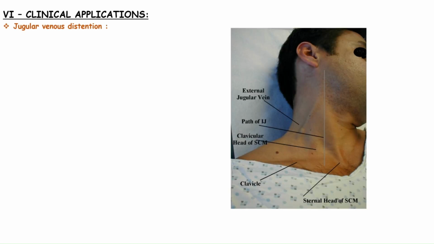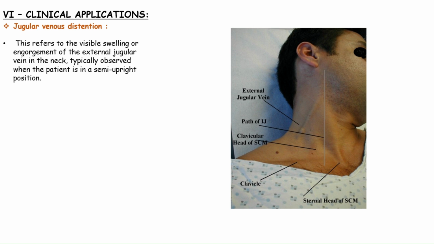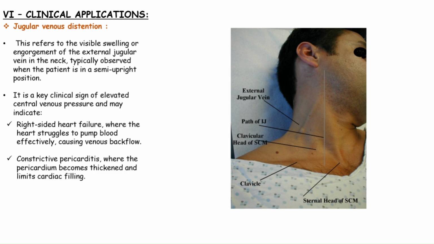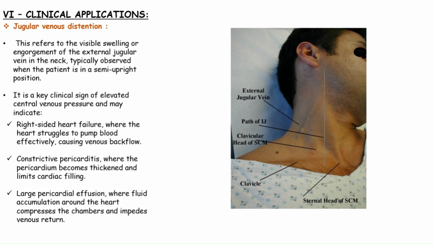Let's explore some clinical notes and applications, starting with the jugular venous distension. This refers to the visible swelling or engorgement of the external jugular vein in the neck, typically observed when the patient is in a semi-upright position. It is a key clinical sign of elevated central venous pressure and may indicate right-sided heart failure, where the heart struggles to pump blood effectively, causing venous backflow. Constrictive pericarditis, where the pericardium becomes thickened and limits cardiac filling. And large pericardial effusion, where fluid accumulation around the heart compresses the chambers and impedes venous return.